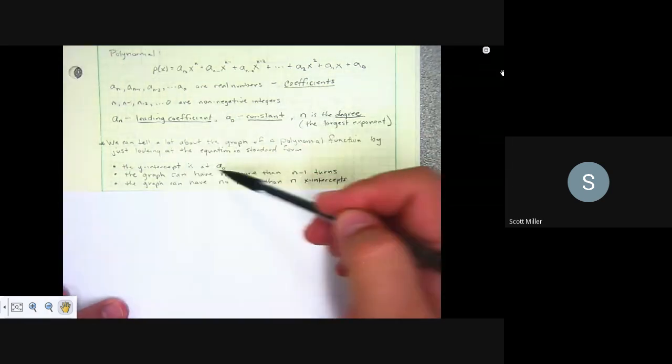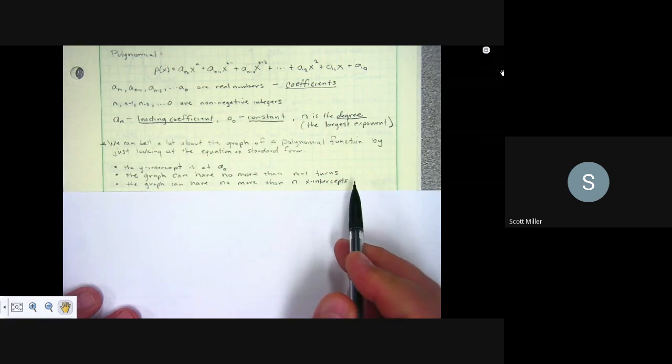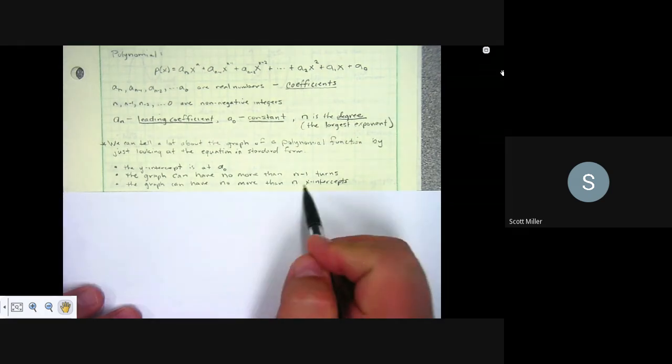Some things you might not know, but now you will, that the graph can have no more than n minus 1 turns. So if a polynomial is a degree 5, then I know it can't have more than 4 turns in the graph. And we'll talk more about the graph here in just a minute. I also know that the graph can have no more than n x-intercepts. So the graph cannot touch the x-axis more than the degree. It can cross less, but it can't cross more. So the highest number of x-intercepts you can have is n. And again, you may not have that many, but you can't have more than that number.